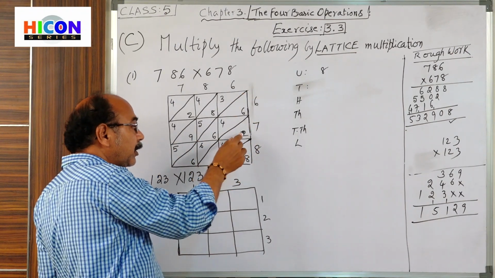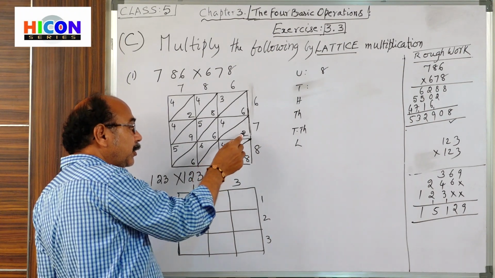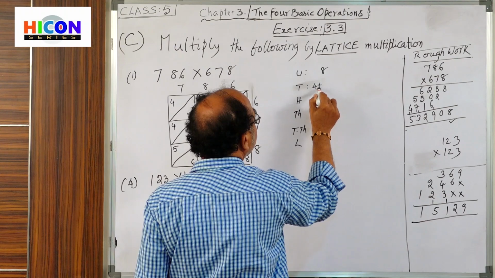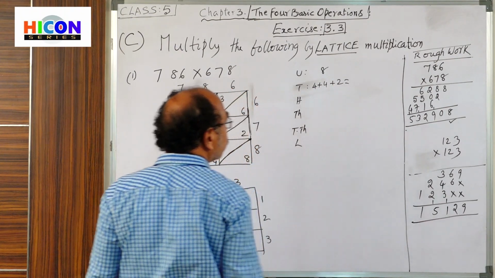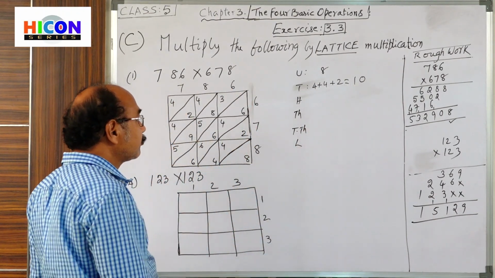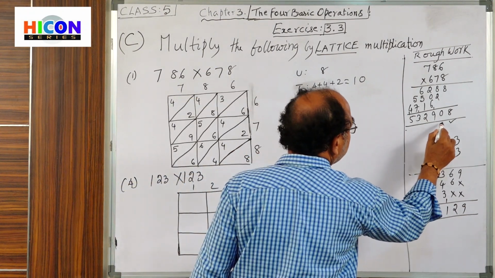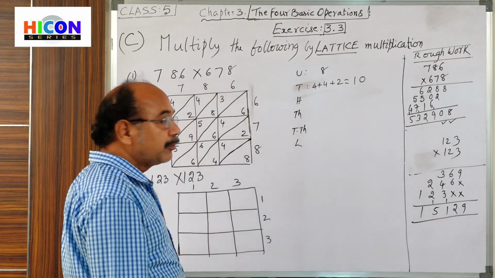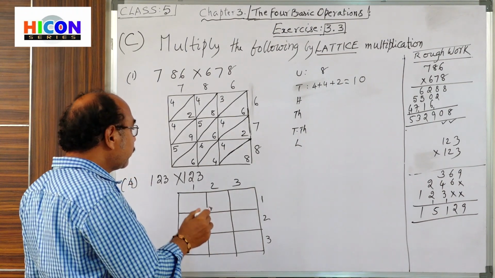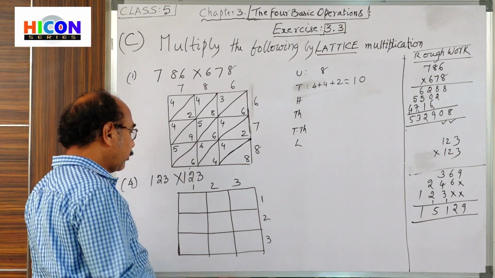Now, in this diagonal, like this you have to see. What are the numbers? 4 plus 4 plus 2, right here. That means how much here? 4 plus 4, 8. 8 plus 2, 10. That's why here 0 is there. 1 should be carried. Where do we write that 1? Here we write.